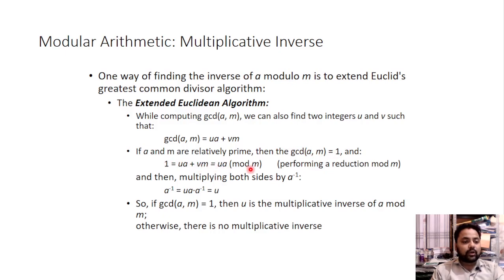equals uA mod M. Performing a reduction mod M and then multiplying both sides by A to the power minus 1, A to the power minus 1 equals u, since uA times A to the power minus 1 equals u. So if GCD(A, M) equals 1, then u is the multiplicative inverse of A mod M. Otherwise there is no multiplicative inverse. So this is also an important point.